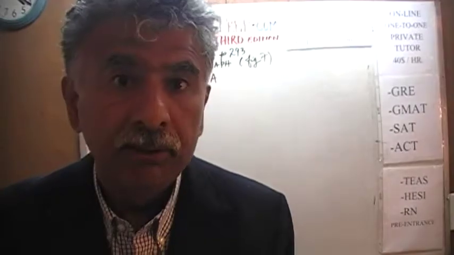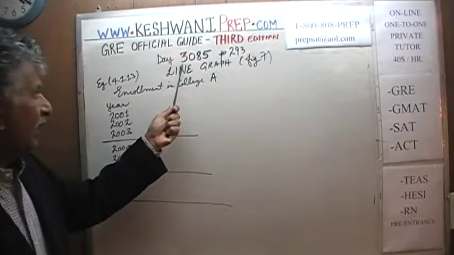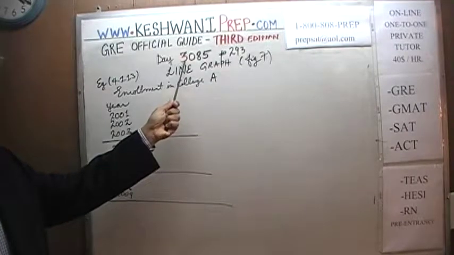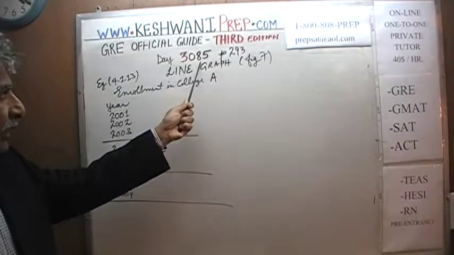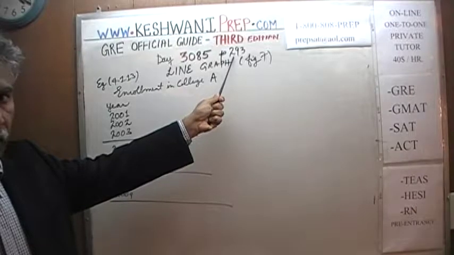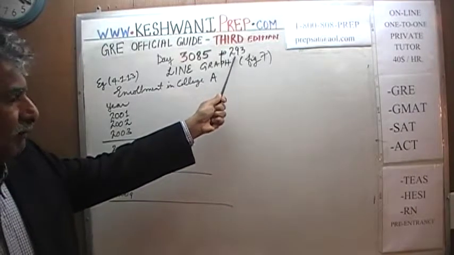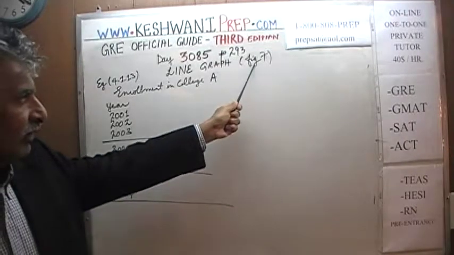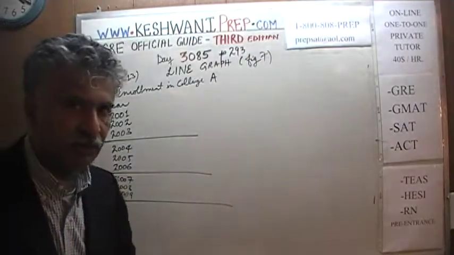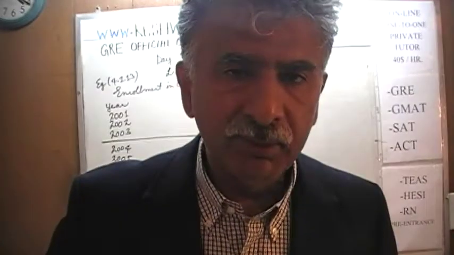Today is our lesson number 85, Day 3085, 3 is to signify that we are in the third edition, day 85. We are on page number 293. At the very bottom of page 293, you will see figure number 7. Figure number 7, the graph that you see there, is what we are dealing with here.